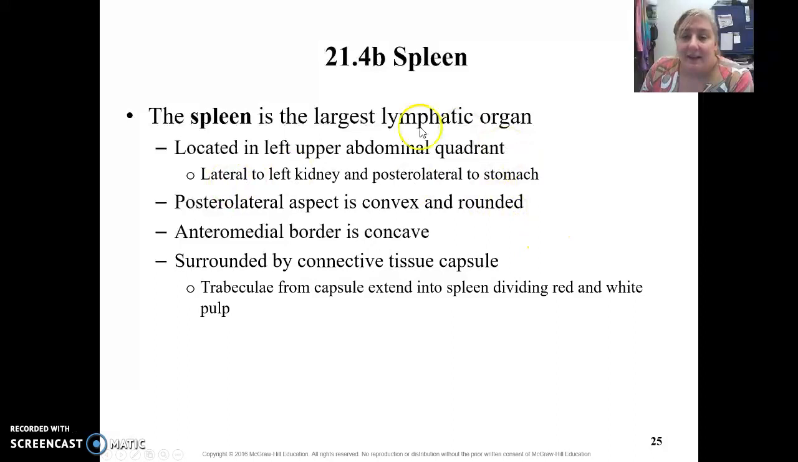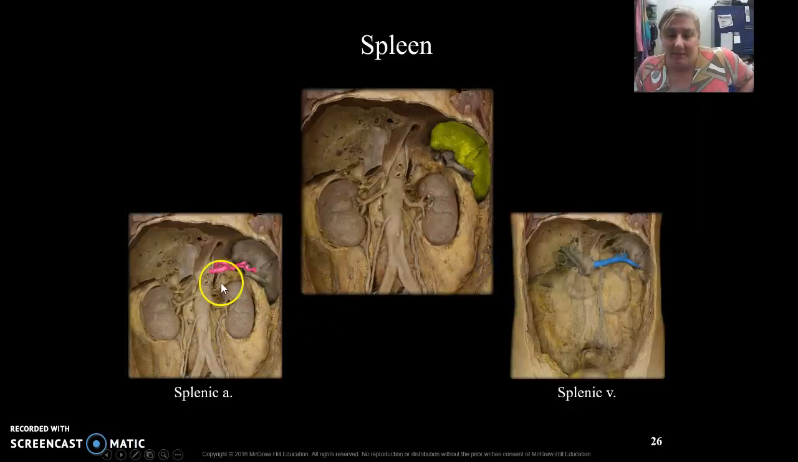The spleen is another large lymphatic organ. It's the largest of our lymphatic organs, and it is located in our abdominal cavity. It's located in that left hypochondriac region. Well, you can't see it, but I'm touching my left hypochondriac region. There are two regions that the spleen is divided into, a red and a white pulp region. Here you can see the splenic artery, there's the spleen, and there's the splenic vein going into the spleen.